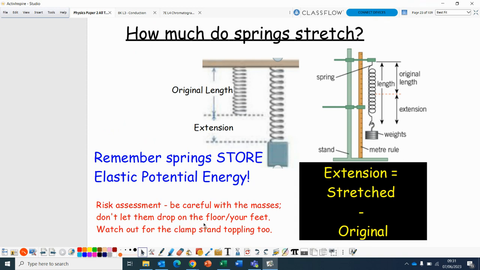They sometimes ask you about hazards. Remember, this could fall over. That's a good setup to draw if you have to explain this practical.